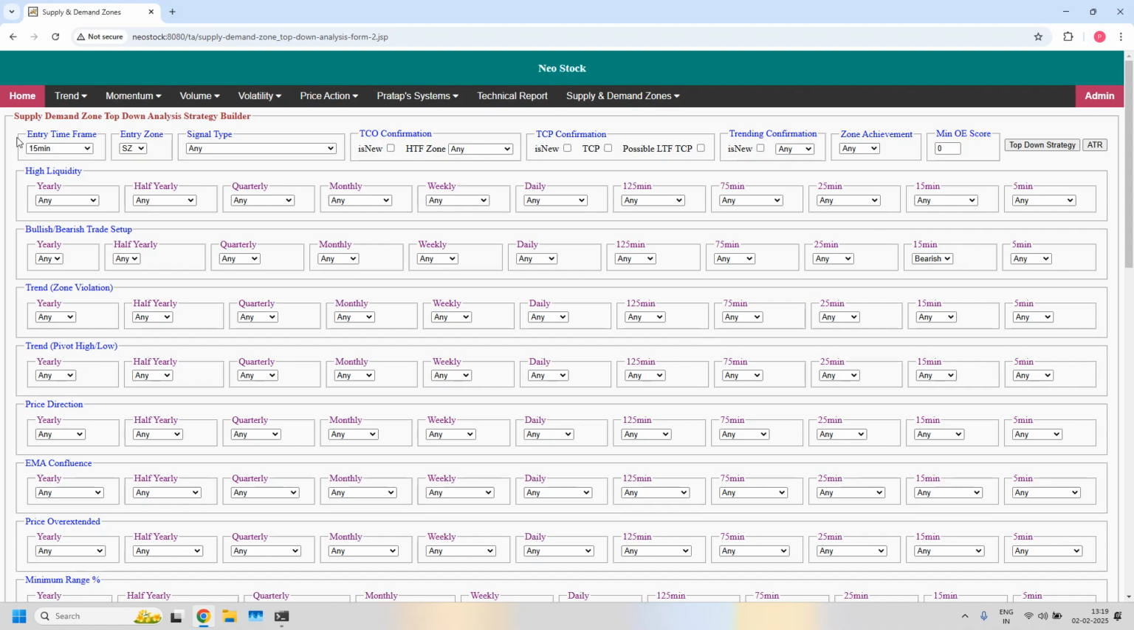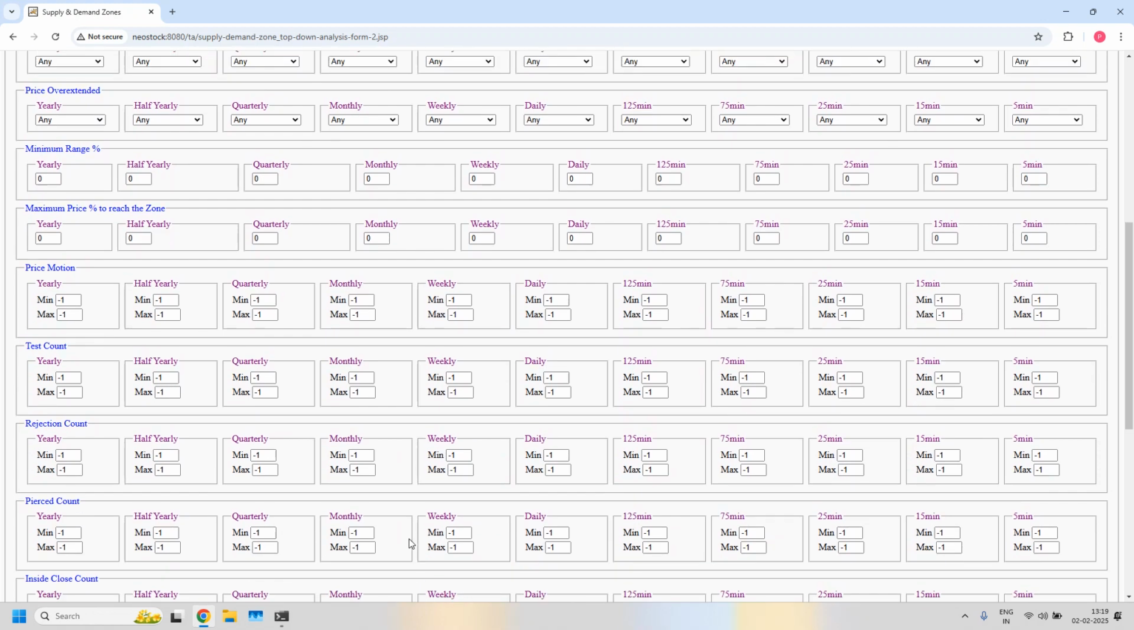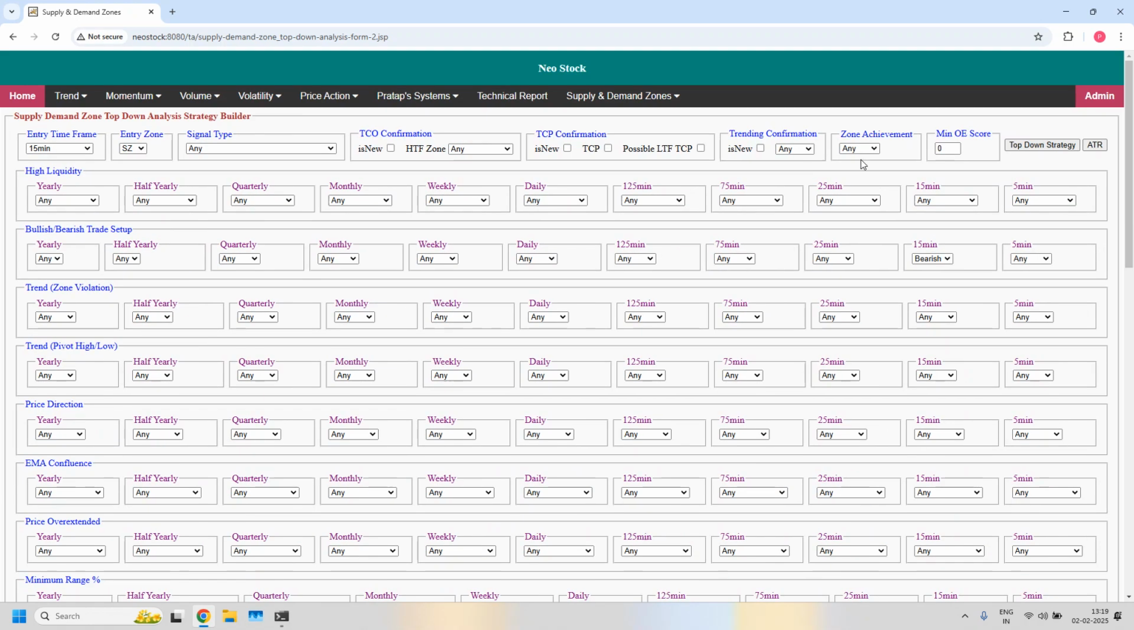Now we have to set 3 filters to this 15 minute supply zone. The first filter is that the 15-minute supply zone should not be pierced. So in the pierced count parameter at entry time frame 15 minutes, I am setting minimum value 0, maximum value 0, indicating the 15-minute supply zone should not be pierced. And the 15-minute supply zone should have zone achievement violated opposing zone. And the 15-minute supply zone should have a minimum odd enhancer score of 12. That's why all three filters are applied to the 15-minute supply zone.